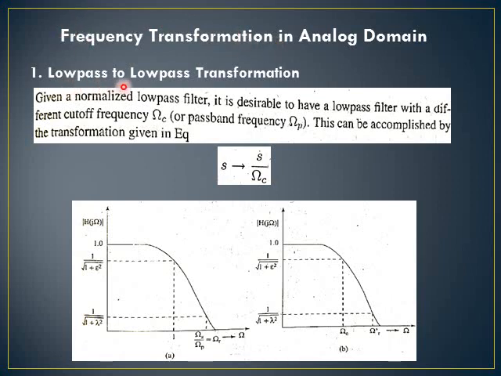The first one is low pass to low pass transformation. So this is a normalized low pass filter which we have seen in solving the problem on Butterworth filter as well as Chebyshev filter. After finding the transfer function h of s, we will be substituting the value of s by s by omega c. That is the frequency transformation for low pass to low pass. Right. So here it is the same graph you can see for a Butterworth filter. So it is a monotonic characteristic.